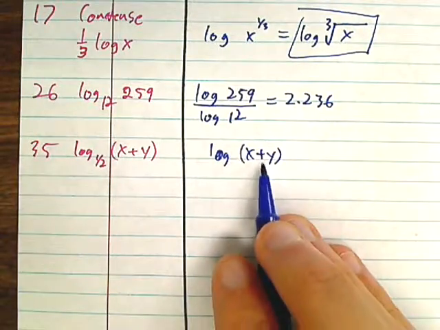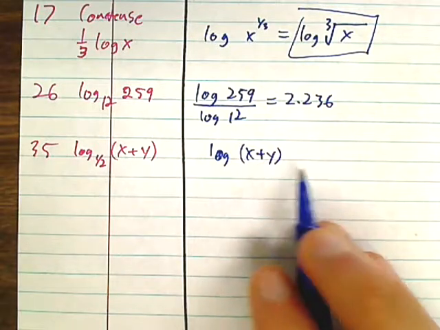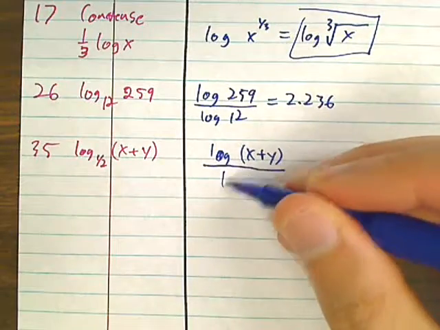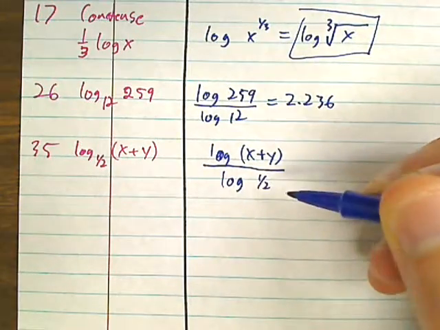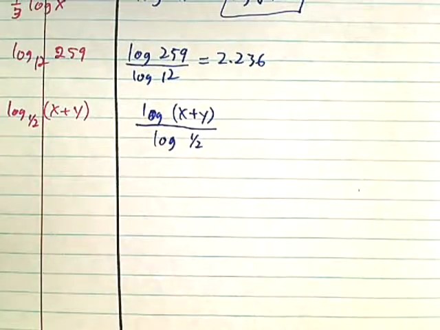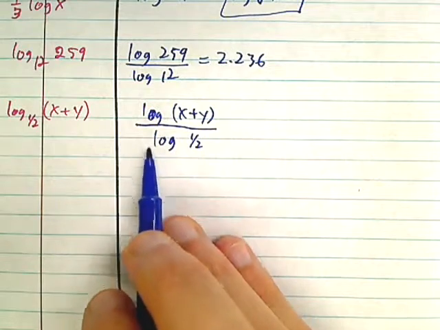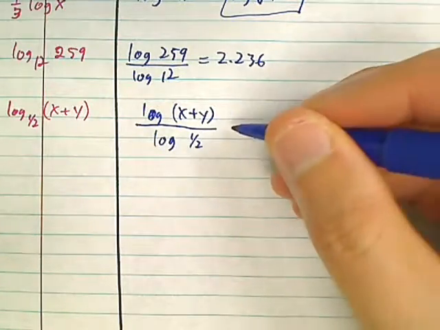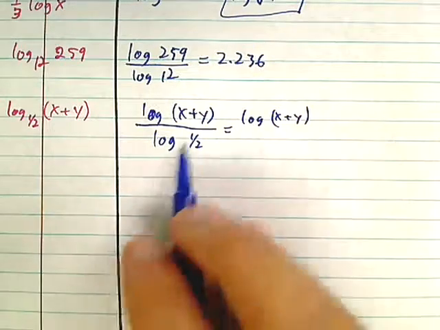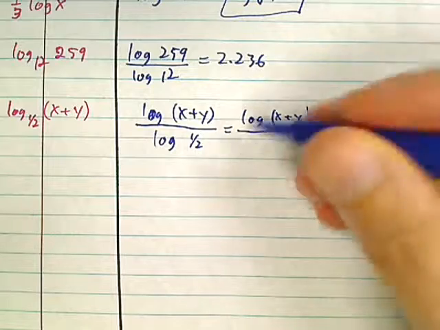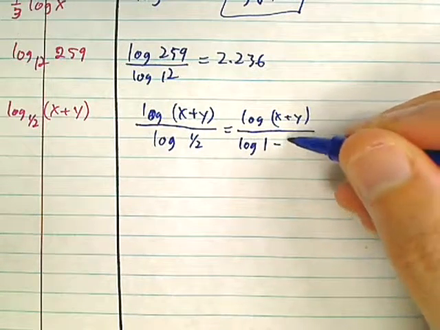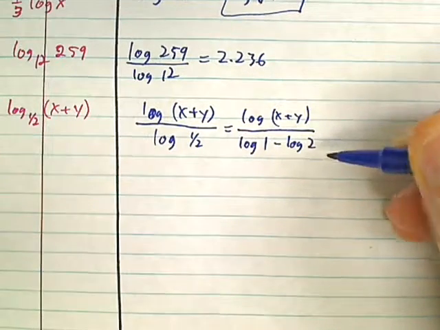Remember, we don't have a rule for addition to become something, only for multiplication to become addition. So I can't do anything with that. Over log of 1/2. Now, I actually will do a little bit of work there in the denominator. This is not totally simplified as we would normally say. So we're going to have log of x plus y, and this is going to become subtraction. This will be log 1 minus log 2.